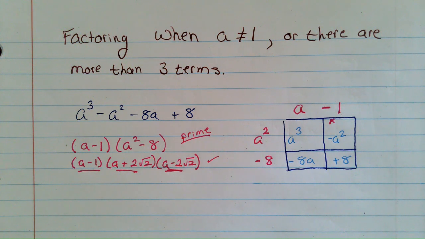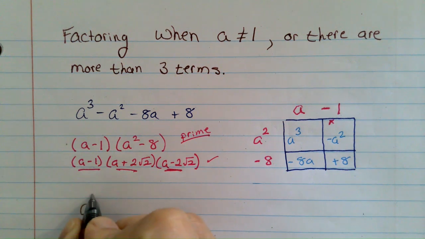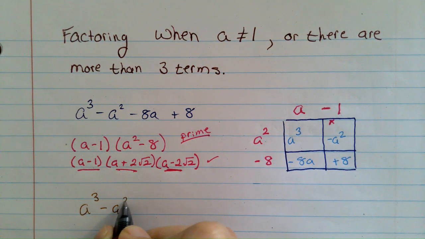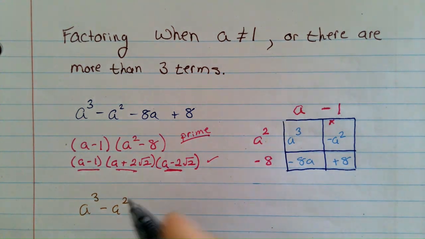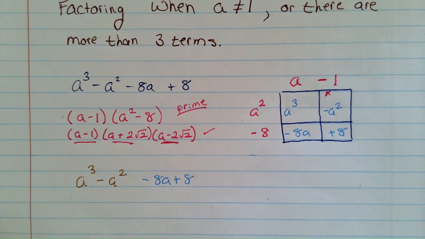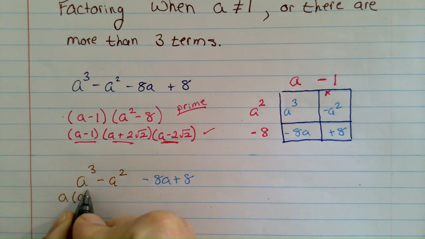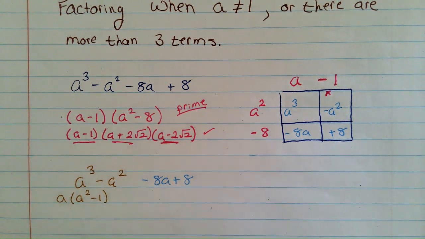Okay, so let's try one more with 4 terms. Actually, I'm going to show you the traditional book way first. The traditional book way has you actually look at what's called factor by grouping. So you might notice I made half the problem in brown and half the problem in blue. The two things in brown have a GCF of a, leaving us with an a squared minus 1.